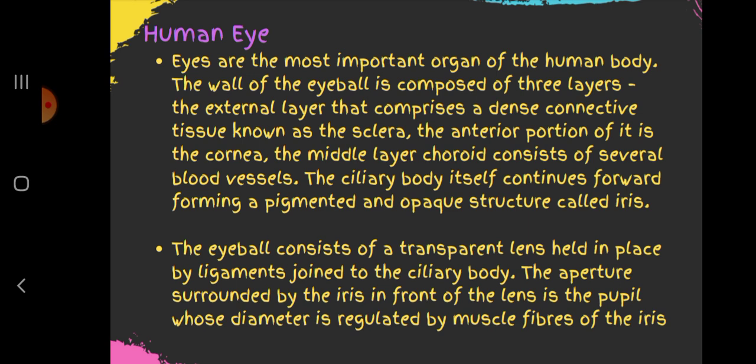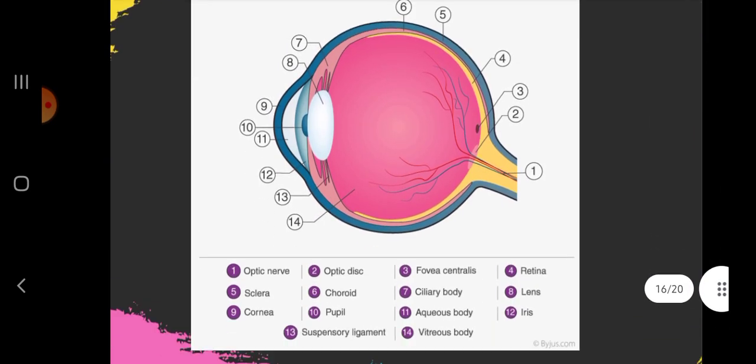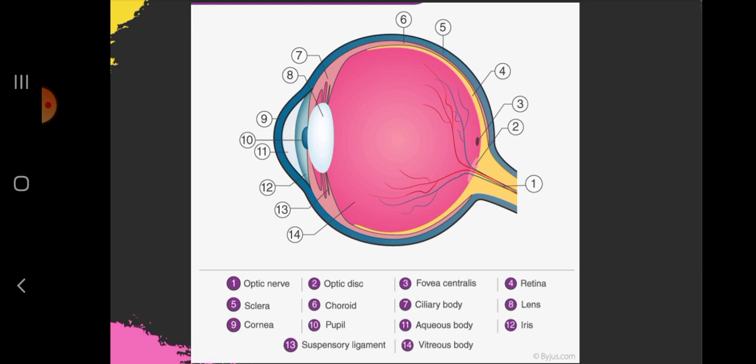ciliary body itself continues forward, forming a pigmented and opaque structure called iris. The eyeball consists of a transparent lens held in place by ligaments joined to the ciliary body. The aperture surrounded by the iris in front of the lens is the pupil, whose diameter is regulated by muscle fibers of the iris. Then this is the structure of the eye. First is the optic nerve, second optic disc, third fovea centralis, fourth retina, fifth sclera, sixth choroid, seventh ciliary body, eighth lens, ninth cornea, 10th pupil, 11th aqueous humor, 12th iris, 13th suspensory ligament, 14th vitreous humor.